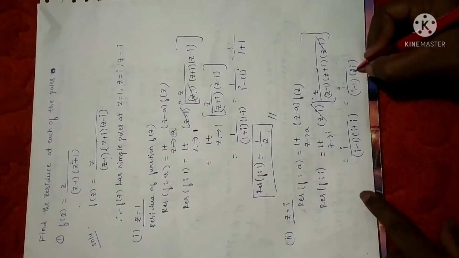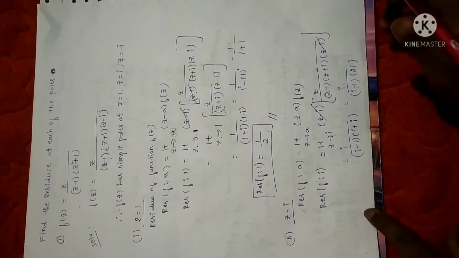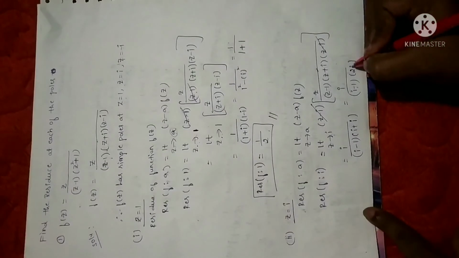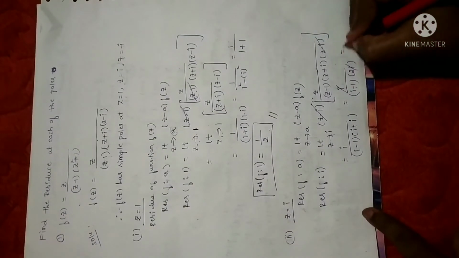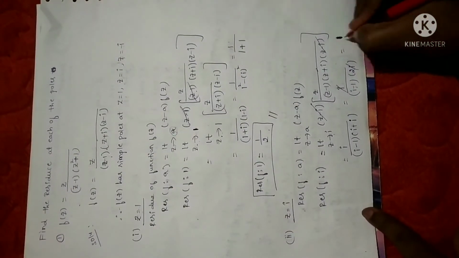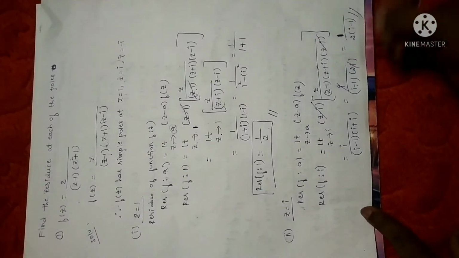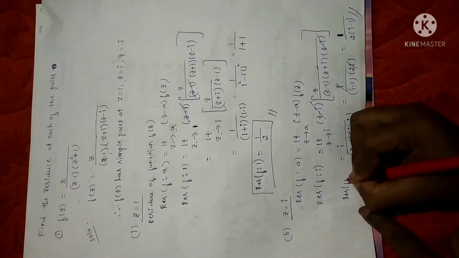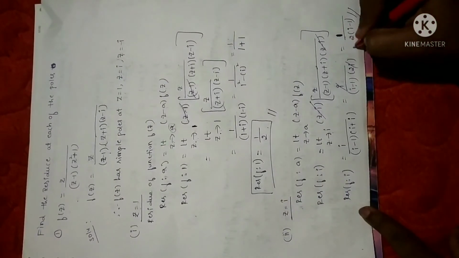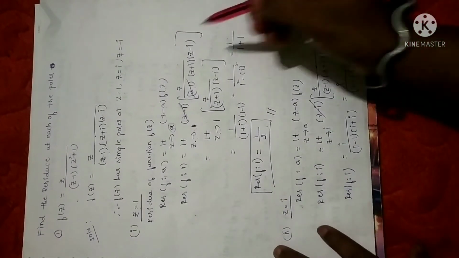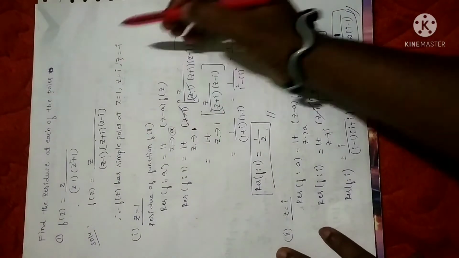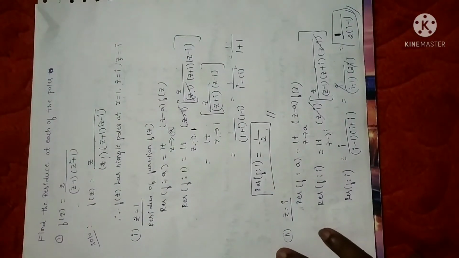Clear? Again, if you want, you can simplify, or else you can keep it as it is. See here, I'll just cancel I and I, so that you will get 1 divided by 2 into I minus 1. So this is the residue of a function f with reference to I. Fine. Next we have to calculate the residue of the function with reference to minus I.